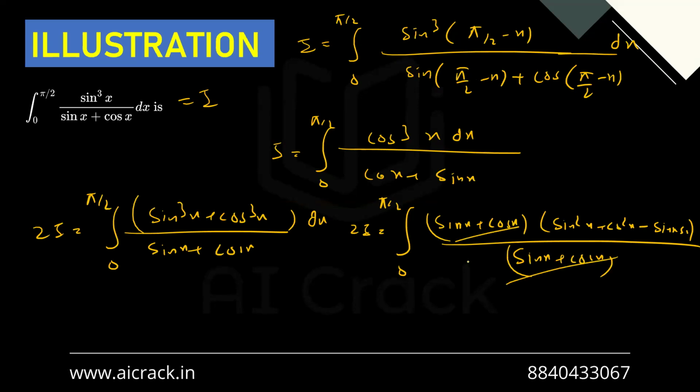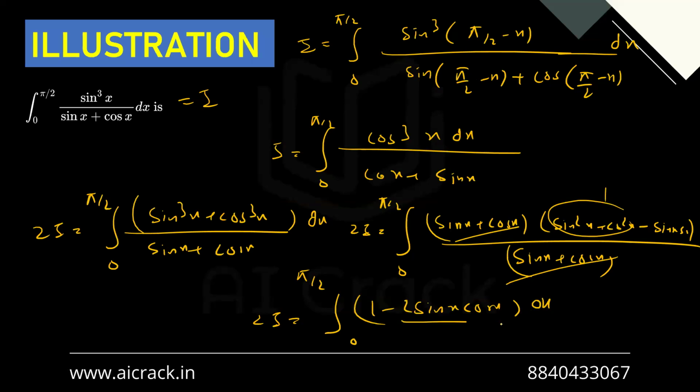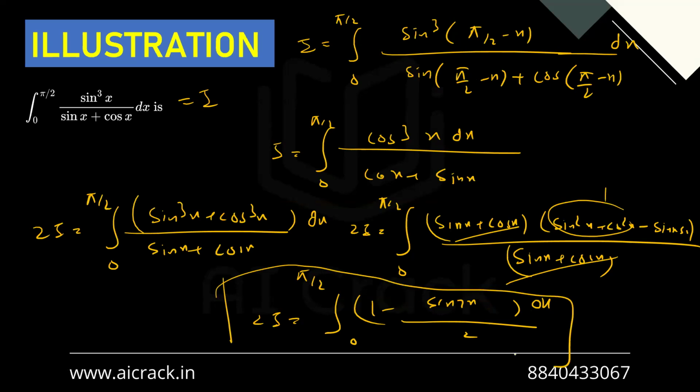So this and this get cancelled out. We are left with sin square x plus cos square x minus sin x cos x. Now this is nothing but 1 only. So 2I equals to 0 to pi by 2, 1 minus sin x cos x dx, right? If we multiply 2 and divide by 2 over here, we'll be getting 2 sin x cos x divided by 2. And this is nothing but sin 2x. Now it becomes very simple. Okay.